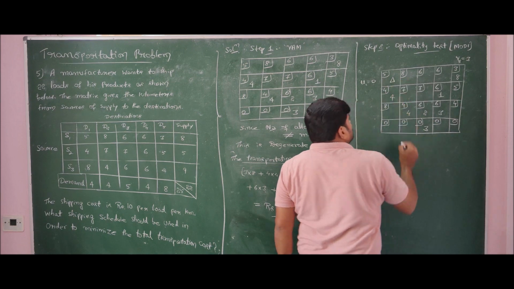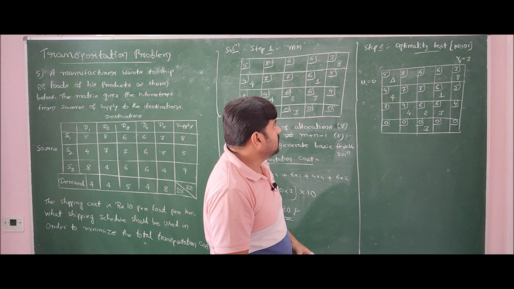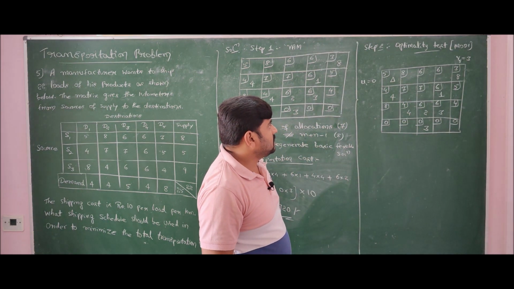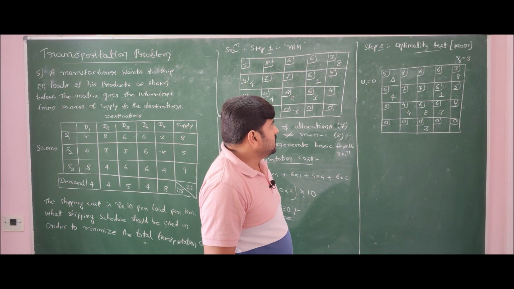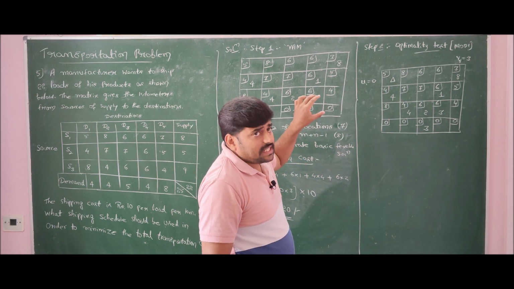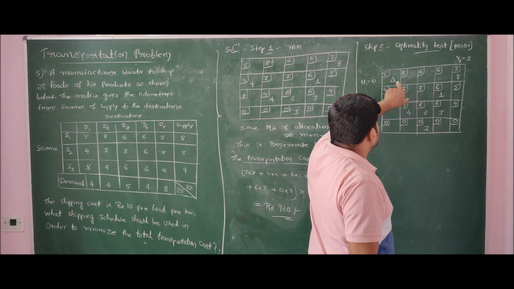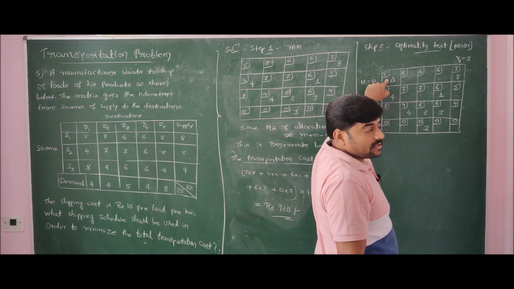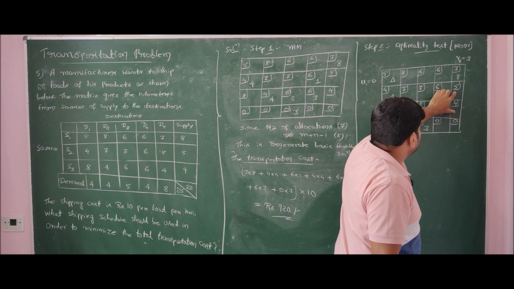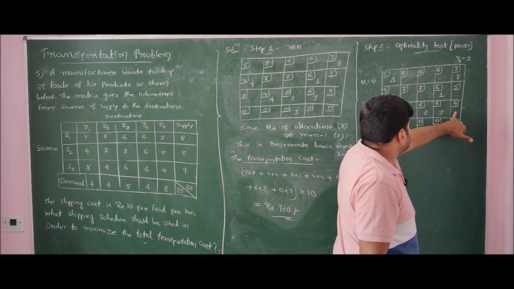There is no hard and fast rule that you should place a small value of delta. So preferably place delta such that the allocated cell has least cost. Clear? So in this row the least cost among unallocated cells is 5. I can place here. Here the unallocated cells we have 2. I can place here also.